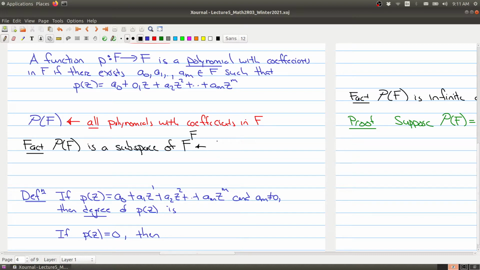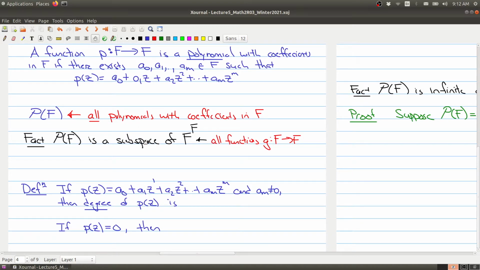And remember what this means. This is all functions g going from F to F. From calculus, you know that there are a lot of different things that satisfy this last part. It's like the sine function, the exponential function, ln functions, up to worrying about some discontinuities. But the set of all polynomials is a subset of that, and you can actually prove that it has the structure of a subspace. We won't prove that, but we'll just assume that fact is true.